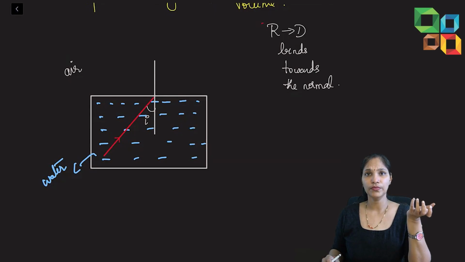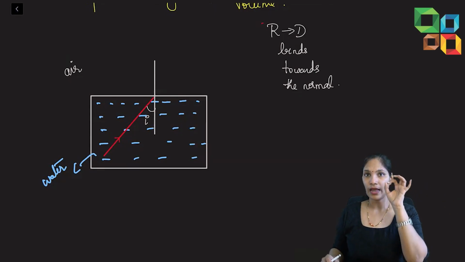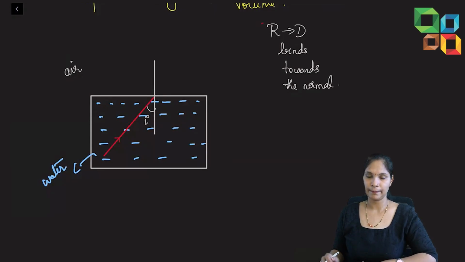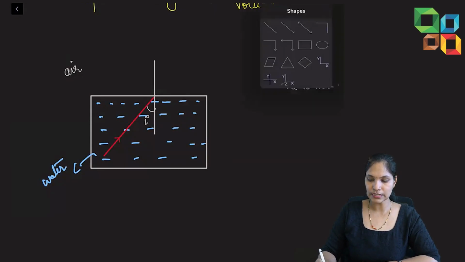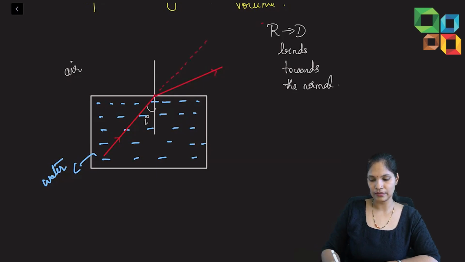So what will it do? It will take a long route and waste its time, and see that it reaches at the given time, not early. So for that, the only option is it can take a long route. That means it should go like this. It was supposed to go like this, but it changes the route like this.